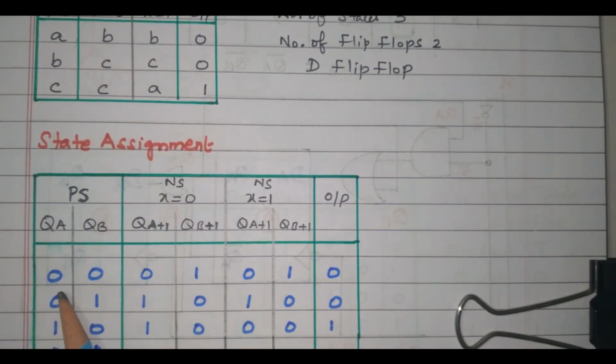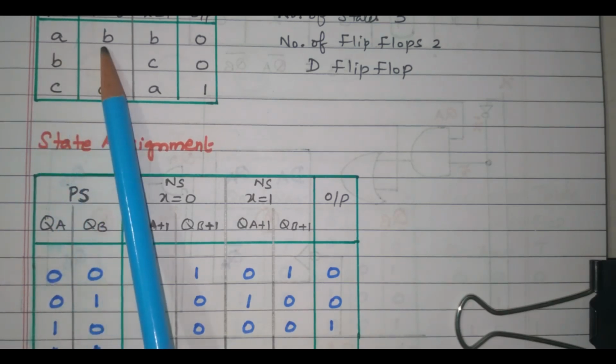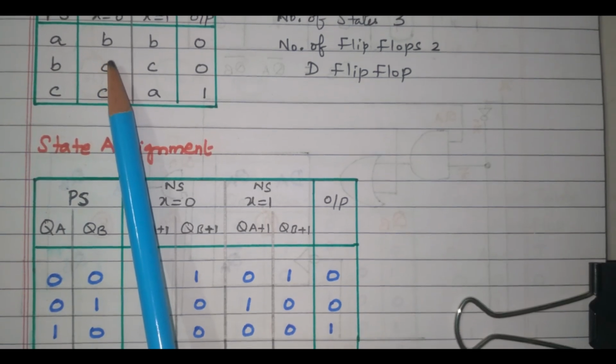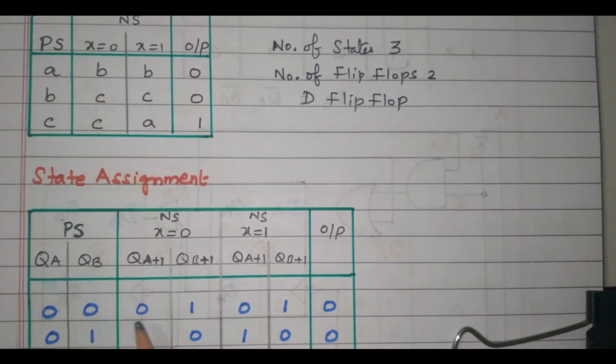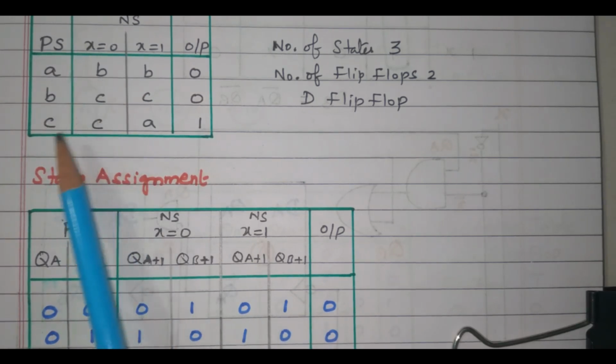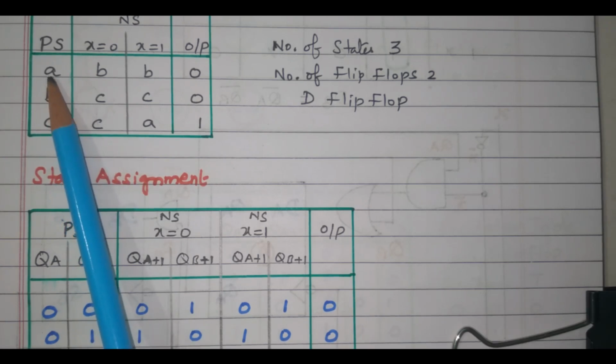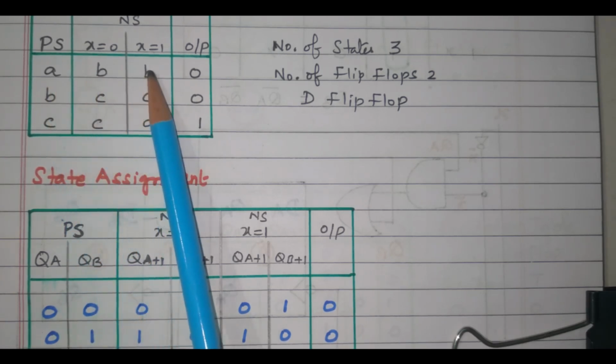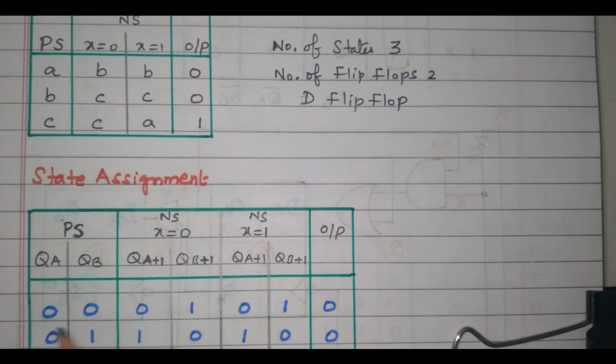What is B? B is nothing but 01. A is 00, B is 01. So A goes to B for x equal to 0 as well as x equal to 1. So 00 goes to 01 for x equal to 0, and 01 for x equal to 1 also. The output is 0. So A indicates 00, B indicates 01, C indicates 10. That is given here: 00 goes to 01 for x equal to 0, again 01 for x equal to 1, for an output of 0.